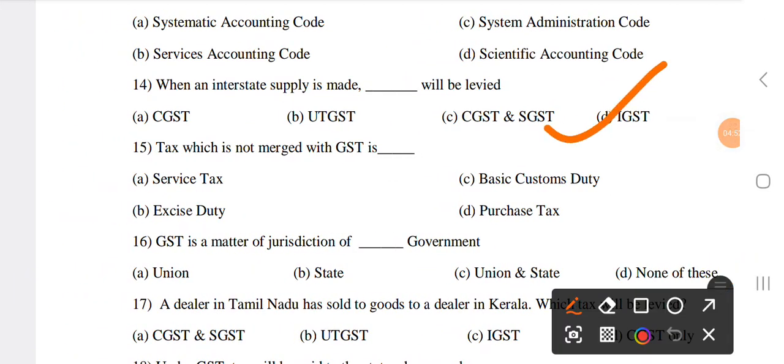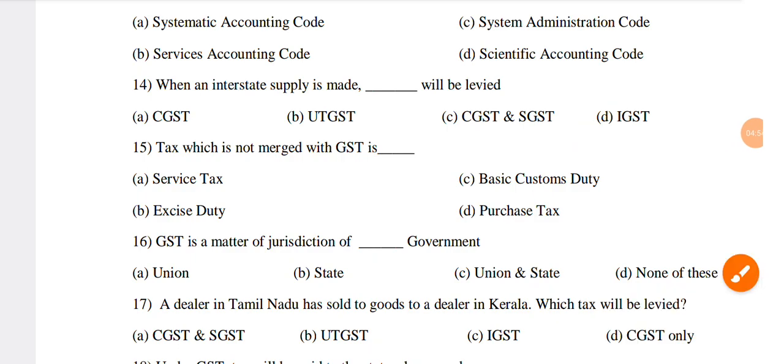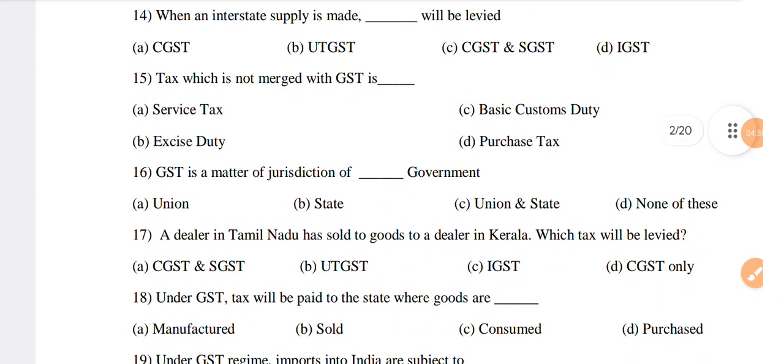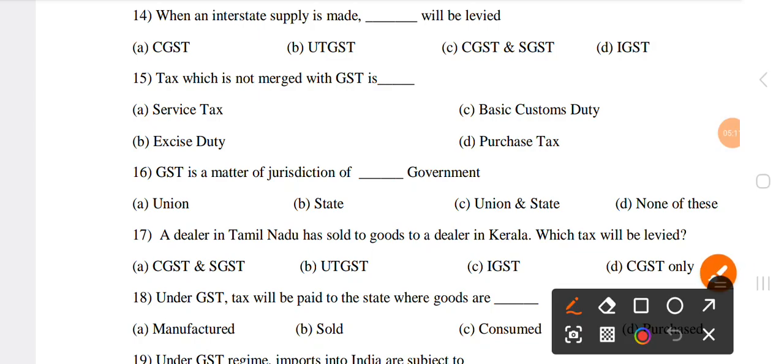Move to our next question. Tax which is not merged with GST is dash. Option A service tax, B excise tax, C basic customs duty, and D purchase tax. The correct option is C, basic customs duty.